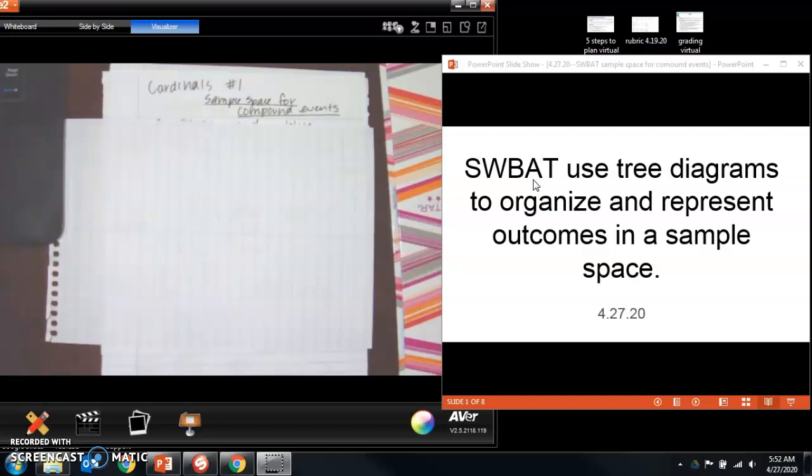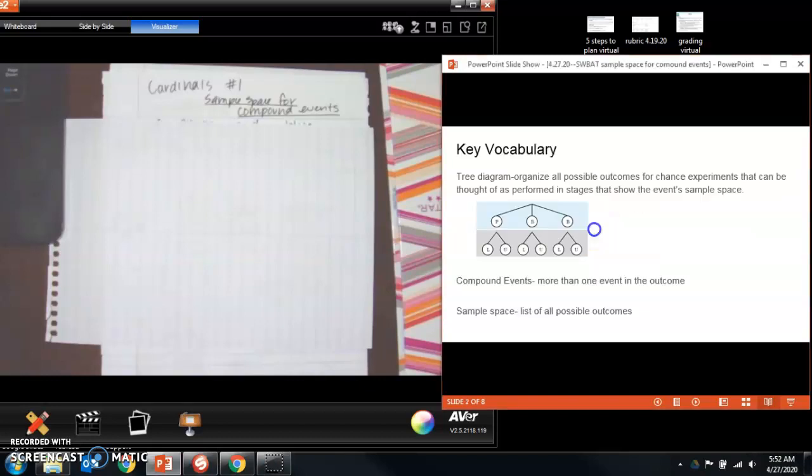Today, your objective is that you will be able to use a tree diagram to organize and represent outcomes in a sample space. So the first thing we need to talk about is some vocabulary. Right here is a picture of a tree diagram. It is used to organize all possible outcomes for a chance experiment that can be thought of as performed in stages that show an event sample space.